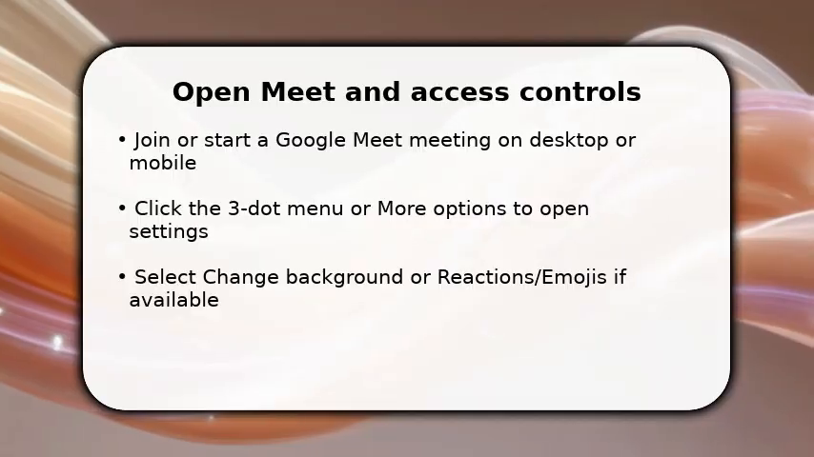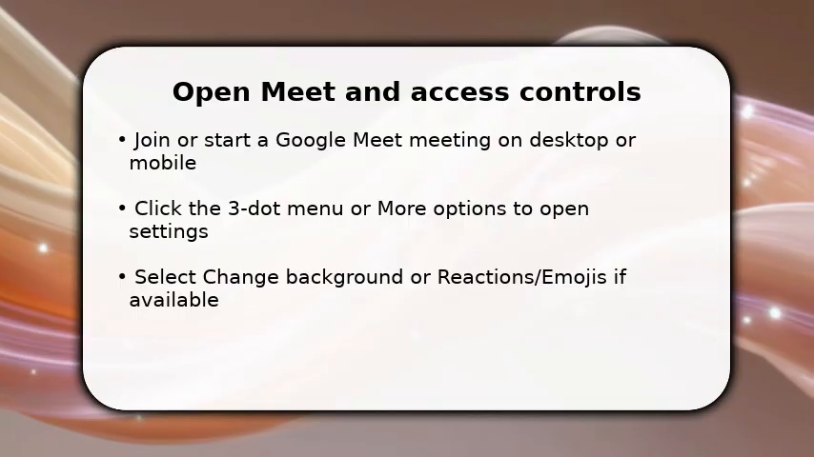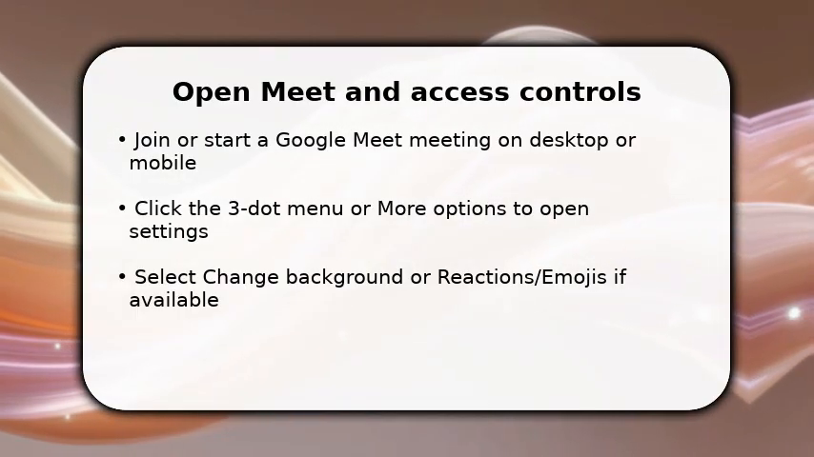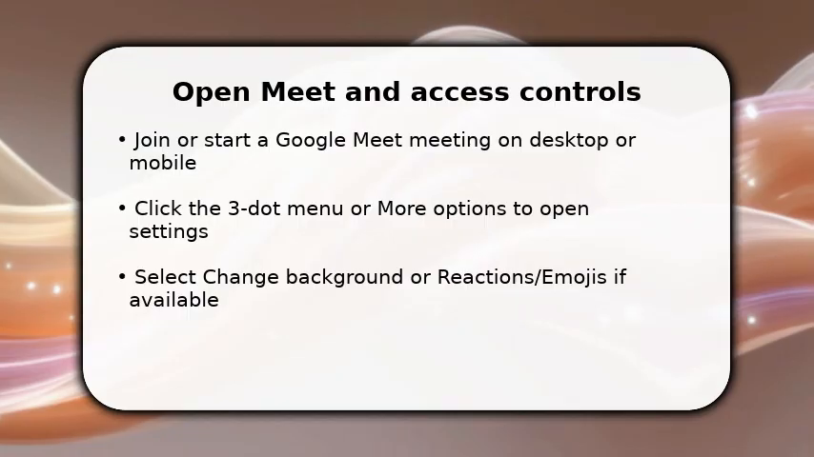You've joined the meet and you're ready to switch emojis. First, open the meeting controls. On desktop, click the three dots labeled More Options and then Settings or Reactions. On mobile, tap the screen to reveal the menu. Once there, choose the Reactions or Emojis panel.